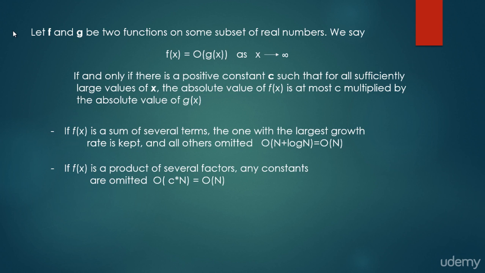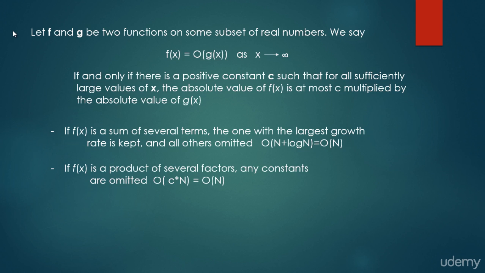And the concrete definition is: let f and g be two functions on some subset of real numbers. Then we say that f(x) equals big O of g(x) as x tends to infinity if and only if there is a positive constant c such that for all sufficiently large values of x, the absolute value of f(x) is at most c multiplied by the absolute value of g(x).